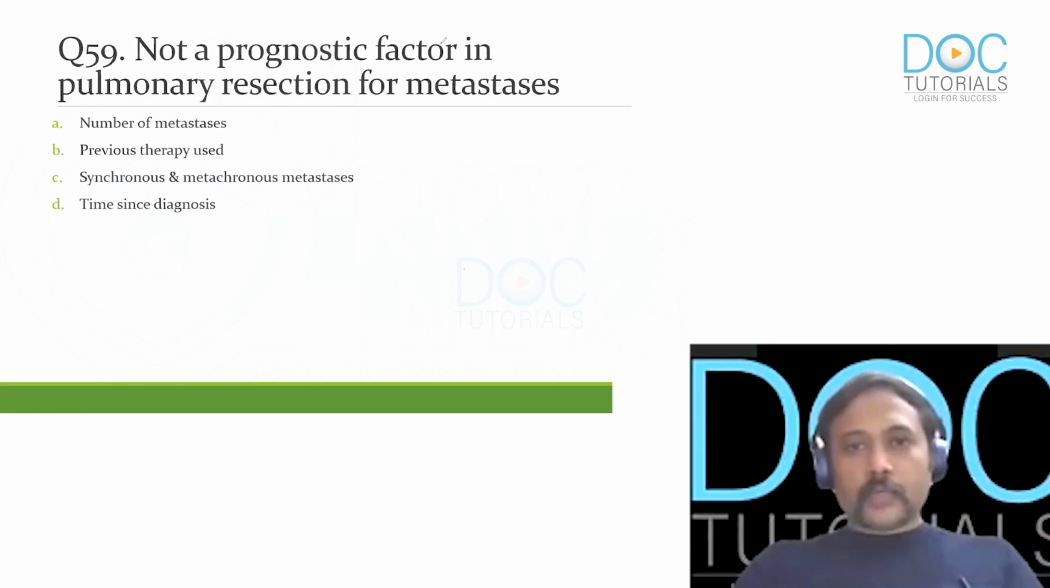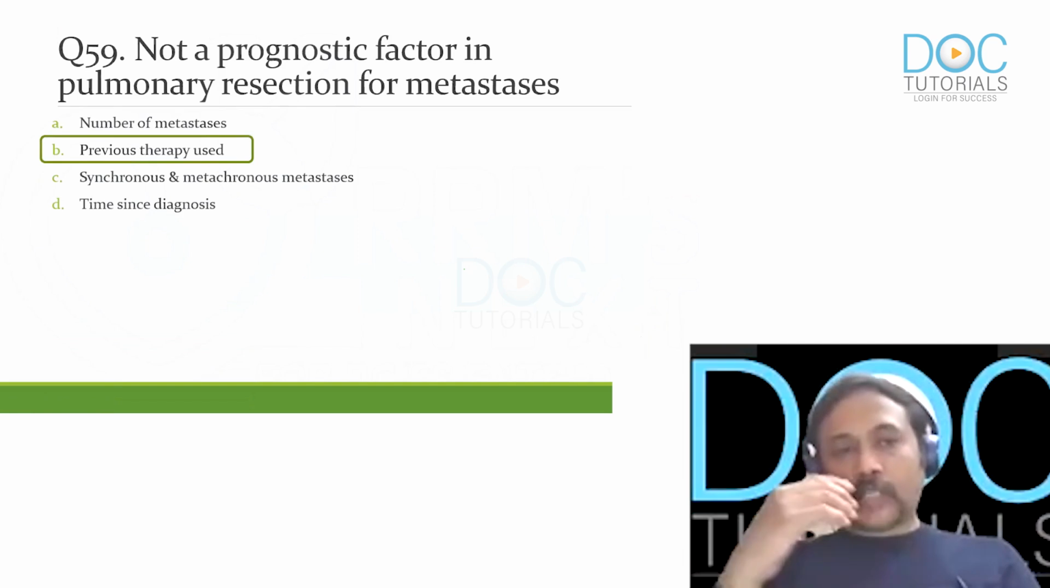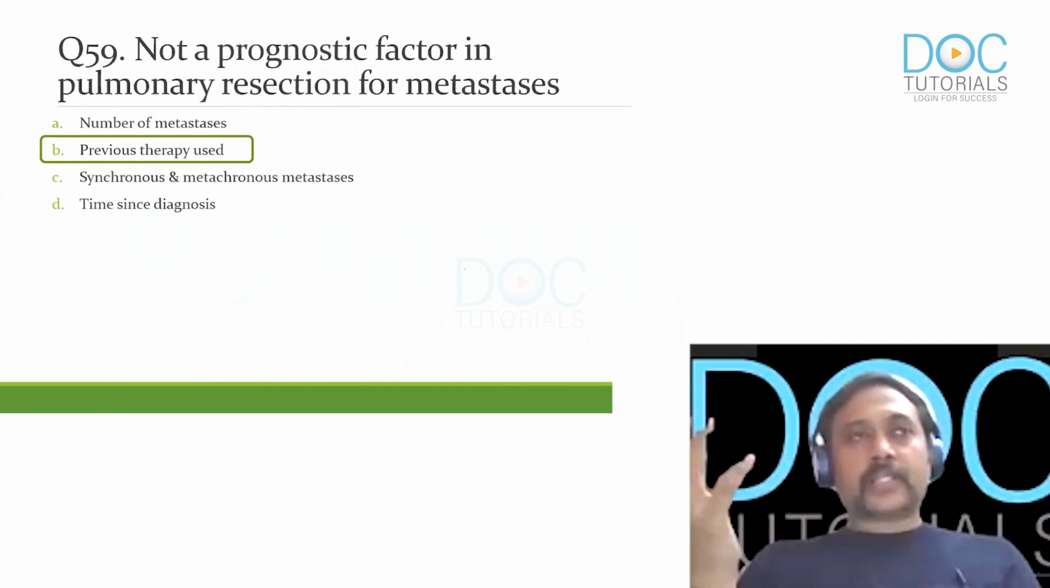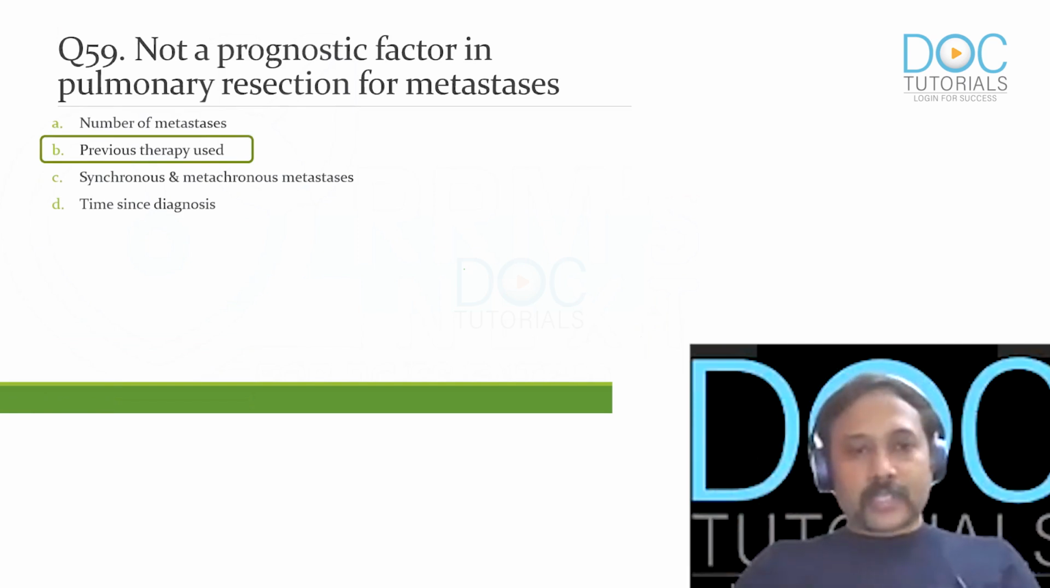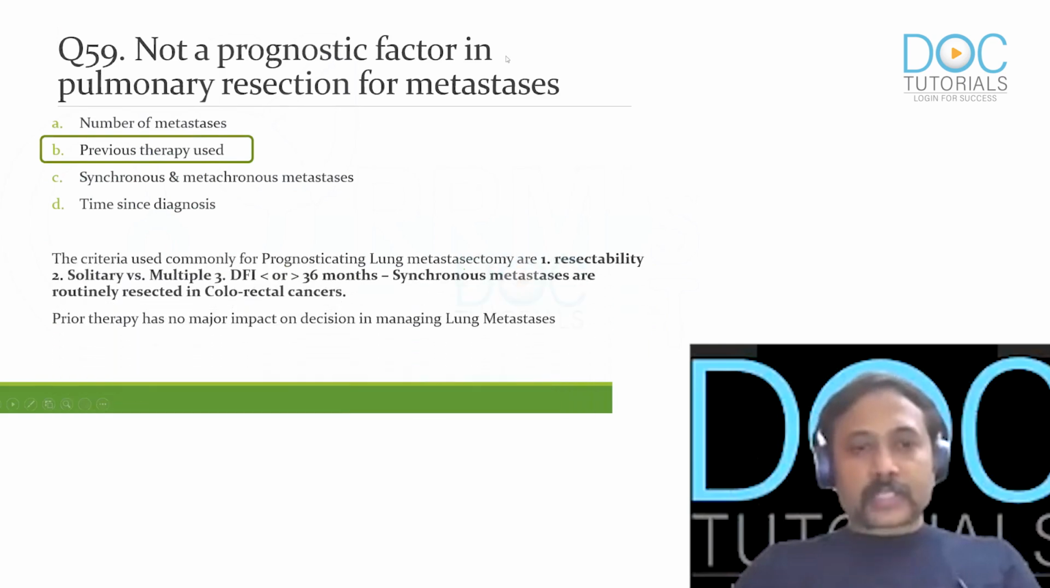If you take up patients who are being detected with a synchronous and a metachronous metastasis, the number of metastases will make a difference. If you have multiple metastases where it is not resectable, then it makes a difference. When you have synchronous metastasis, again, it is worse when compared to having a metachronous metastasis. And time since diagnosis, less than 3 years and more than 3 years, the disease-free interval, that makes a difference. So these are three factors that have been found to have a prognostic significance.